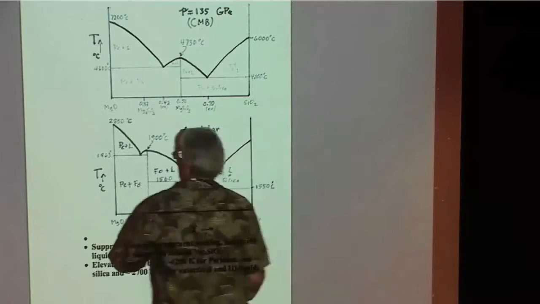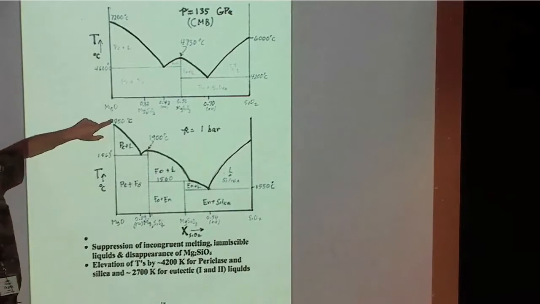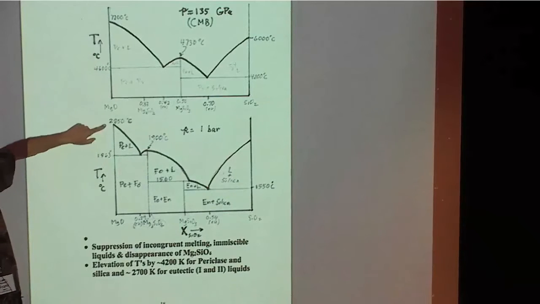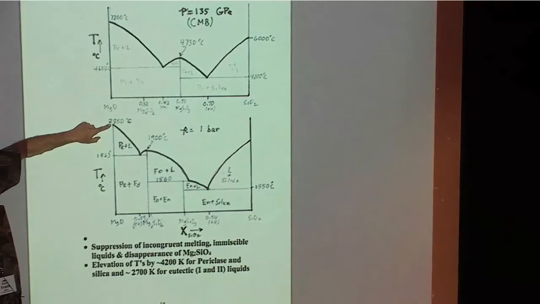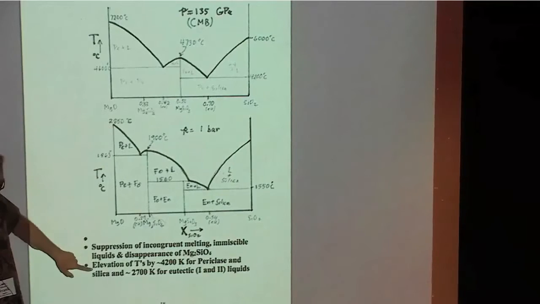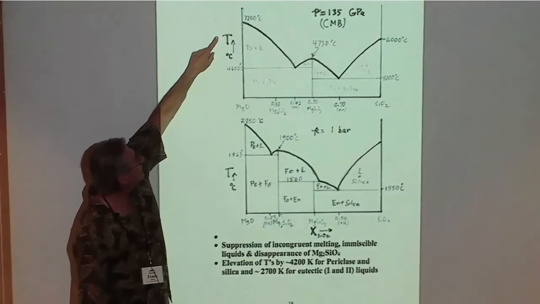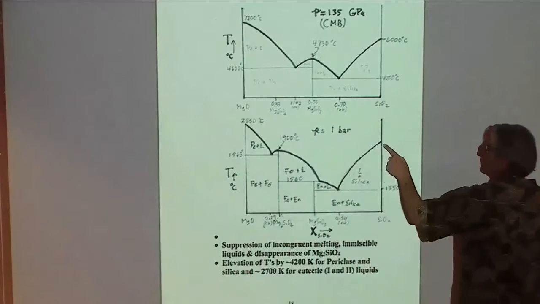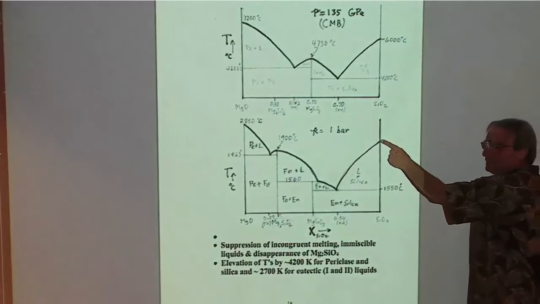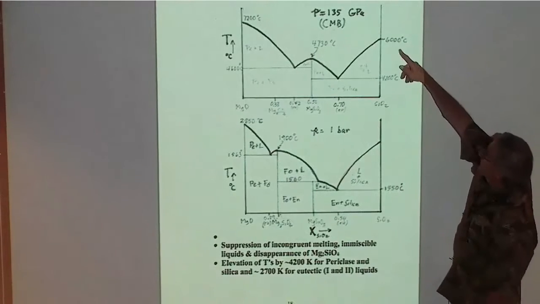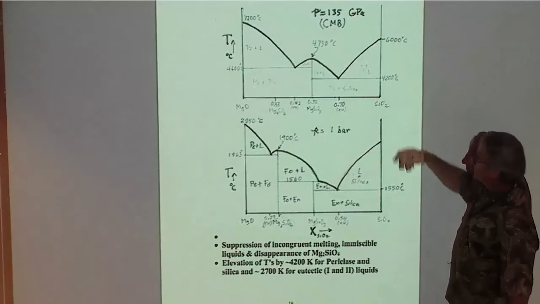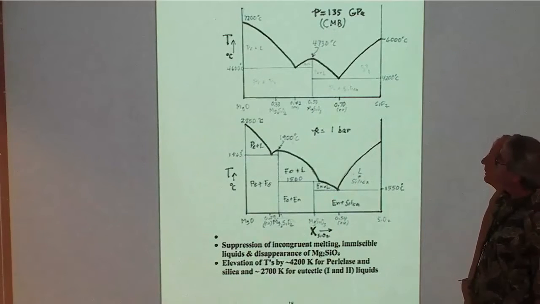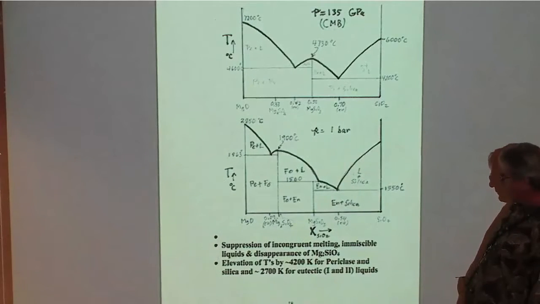And what other things do you see? Well, obviously the obvious things. As you go from 1 bar, 10 to the minus 4 GPa, to 135 GPa, the melting temperature, for instance, of periclase goes from 2850, right, to 7200. The melting point of the silica polymorph goes from about 2000 C at room conditions to 6000. So obviously temperatures go up, right? That's not news. But you also see some other stuff that's interesting.